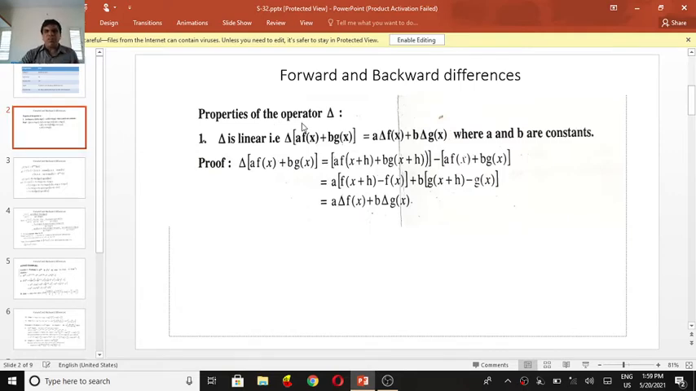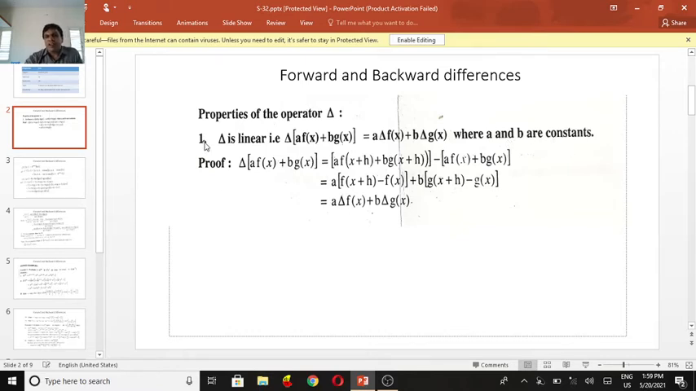Now we come to the properties of the operator del. So del is linear. That is, we can write del of a f of x plus b g of x. Generally, we can write del of a f of x plus or minus b g of x. This is also true. So del of a f of x plus b g of x equals a del f of x plus b del g of x, where a and b are constants.